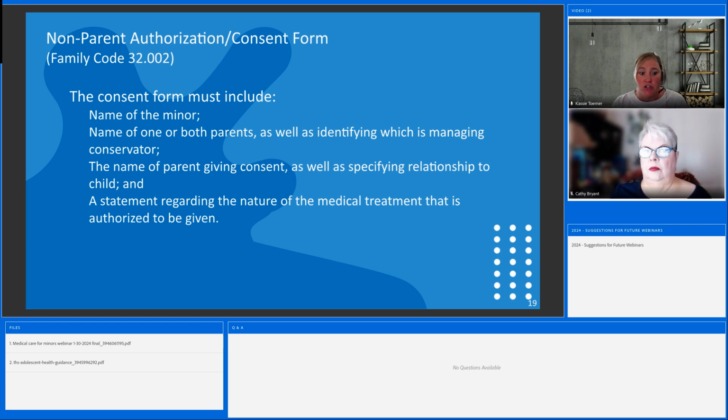So it can be limited to certain things or certain treatments that will be outlined within that consent form that the parent can identify on that form. Again, save this to the chart, and you may even want to make a note in your EHR, using your tickler system if you have one, that there's a unique situation regarding this particular minor with consent on file for a non-parent consent form.